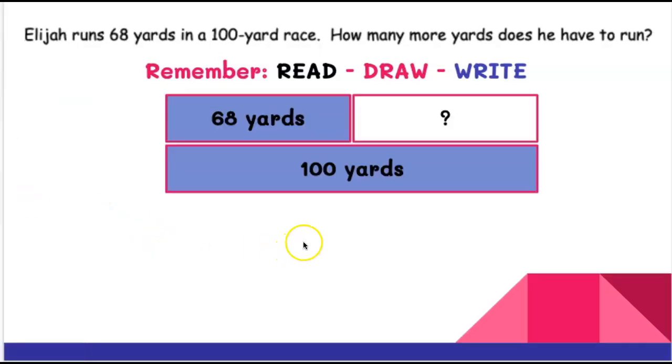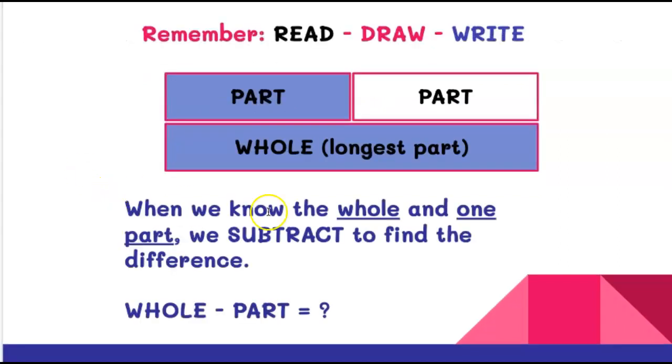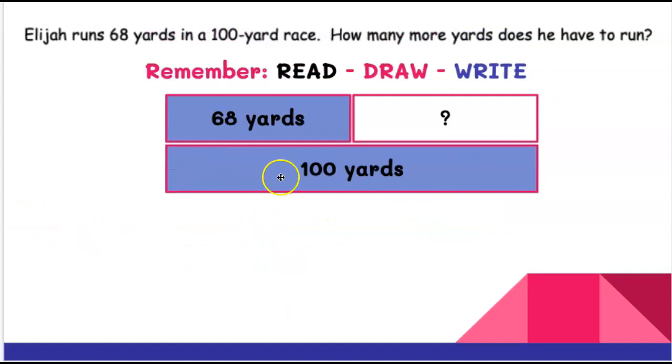Here's my tape diagram. 100 yards is the total race. There's 68 yards that he already ran. We need to figure out what the difference is, what is left. So once again, we have the whole and one part. So we need to subtract. I want you guys to now check your tape diagram to make sure it's the same as mine. Then write a subtraction problem to solve for how much more he needs to run. Pause to do that. Press play when you are ready.